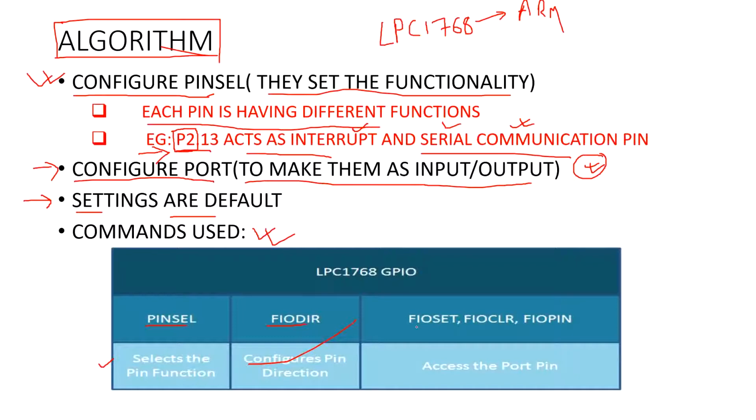Then the third one is FIO set, FIO clear, FIO pin. These commands are used to access the port pin. For example, if I use FIO set, it will directly send 1 to the particular port. If I use FIO clear, it will directly send 0 to the particular port. FIO pin is used to read or write particular ports. Correct? So these are the three commands that have to be used while writing a program.